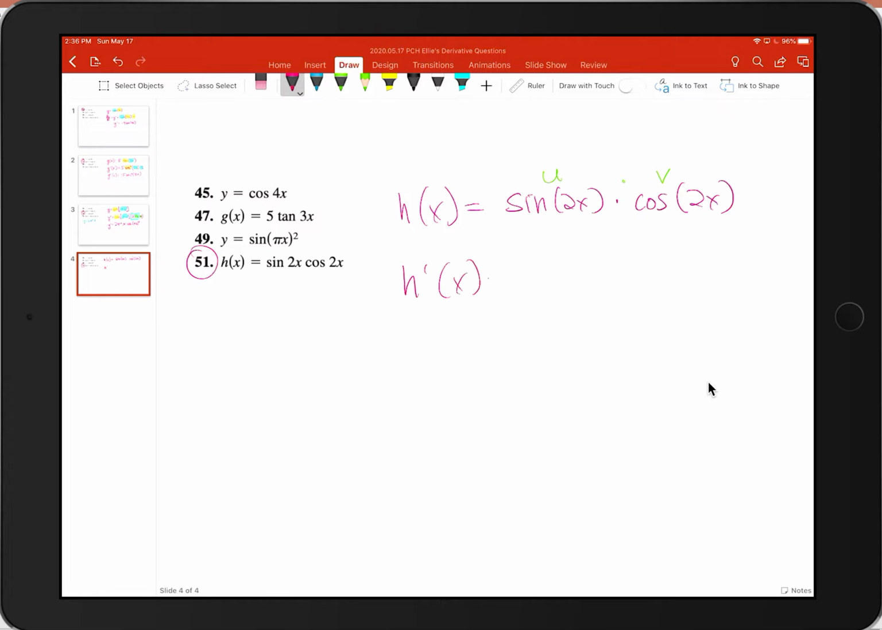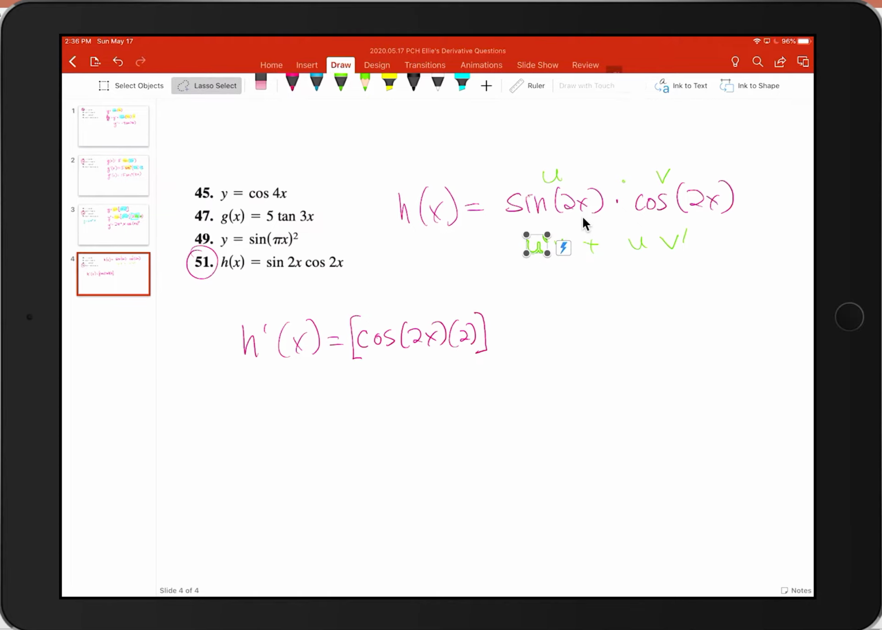So u prime is the derivative of sine 2x, and the derivative of sine 2x is cosine of 2x times 2. That whole thing there is my u prime. And then v is just cosine 2x. And then that's plus, bring down that v to be clear.